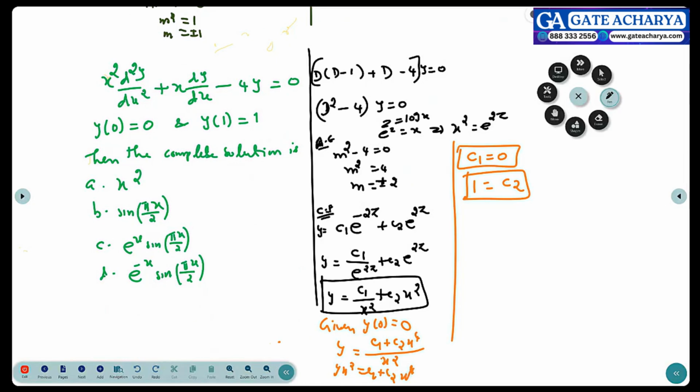So c2 is 1. So from these equations, c1 is 0, c2 is 1. Therefore y is equal to this term c1, 0 by something becomes 0. So c2 is 1 times x square. So y is equal to x square is the answer. So the correct answer is A.